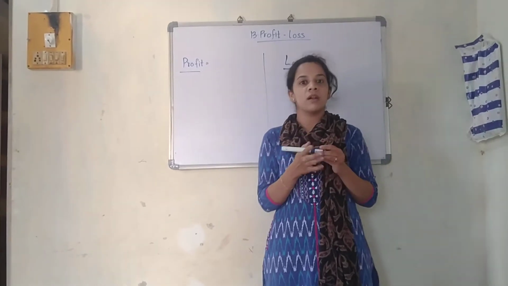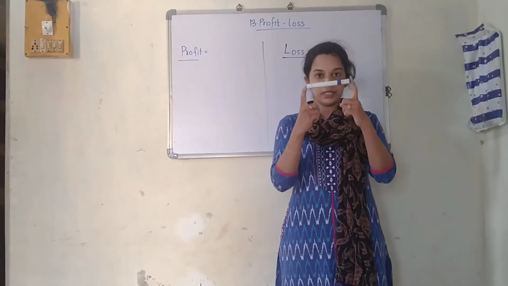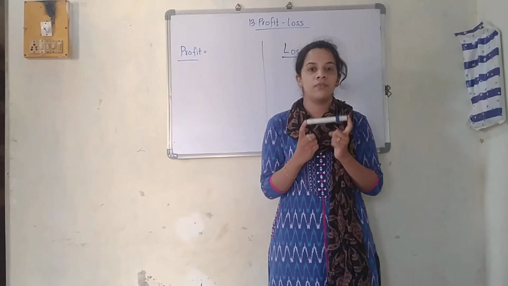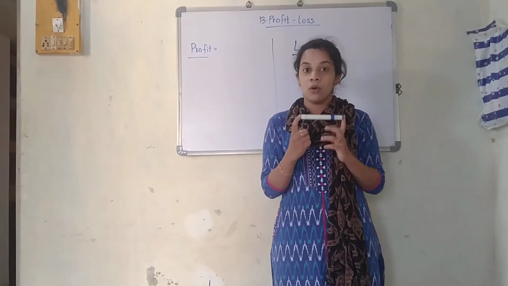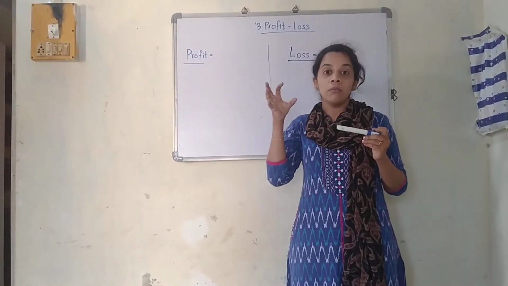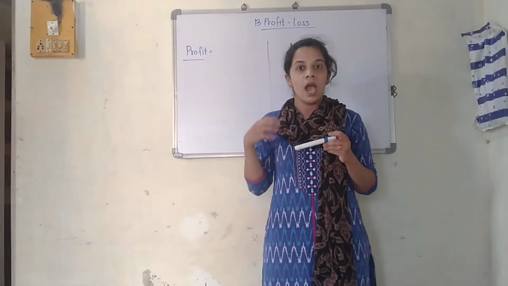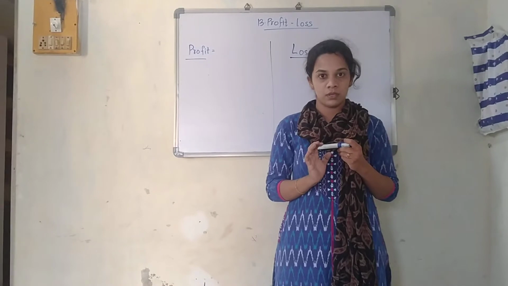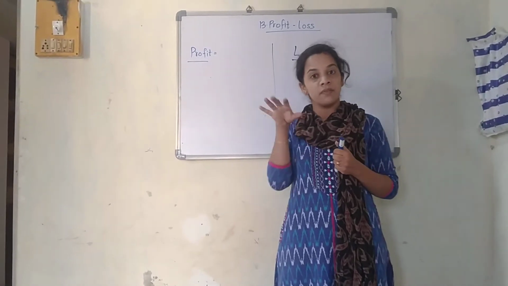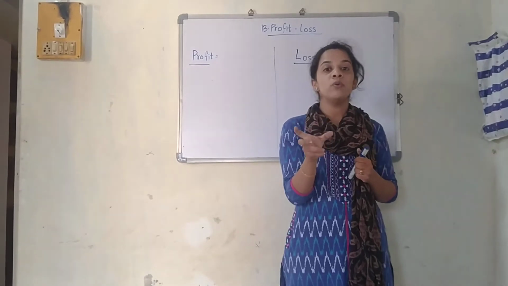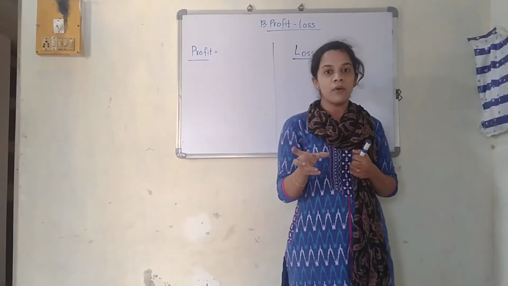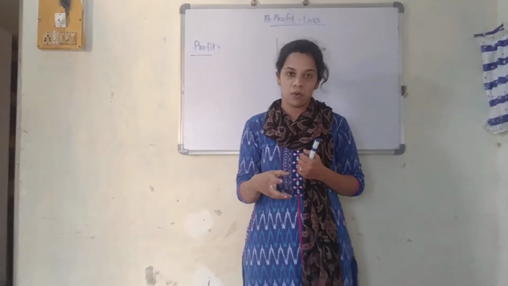For example, if this marker is 25 rupees, I purchased this from a shopkeeper for 25. If you ask me for this marker, I will give it to you for 30 rupees. What I did, I have taken from the shopkeeper at 25 and I sold it to you at 30 rupees. My 25 rupees went there, but I got 30. So I got about 5 rupees extra. That 5 rupees which I am earning is called profit.